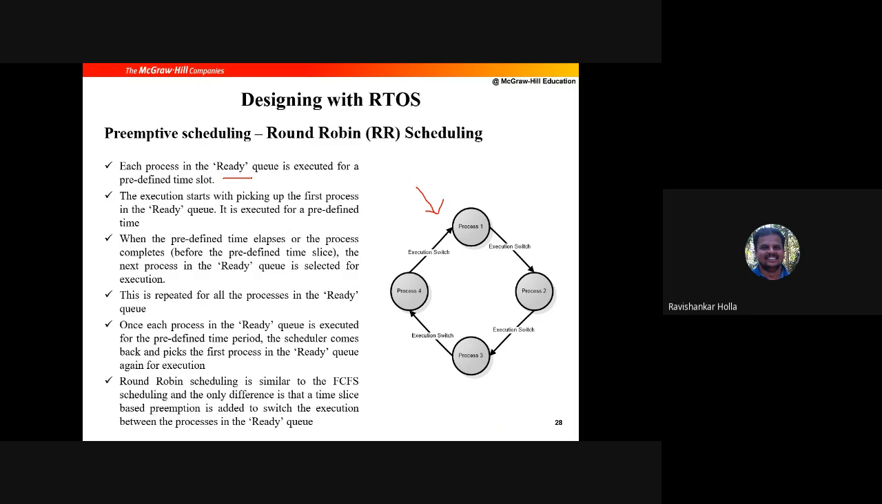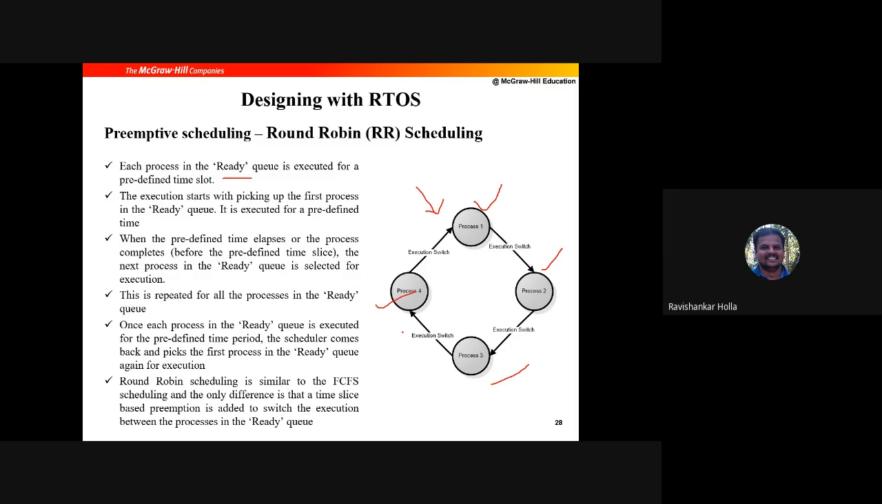Each process is in the ready queue, and each process is executed for a fixed predefined time slot. The execution starts off by picking up the first process in the ready queue. So this process gets executed for its slot. When the predefined time slot elapses, context switching happens, and process 2 gets executed for a stipulated amount of time, then context switching happens, and then process 3, and then process 4. So it's about round robin. It is not about who came first or who has the highest priority. Whichever is ready, it will take into execution and start execution.